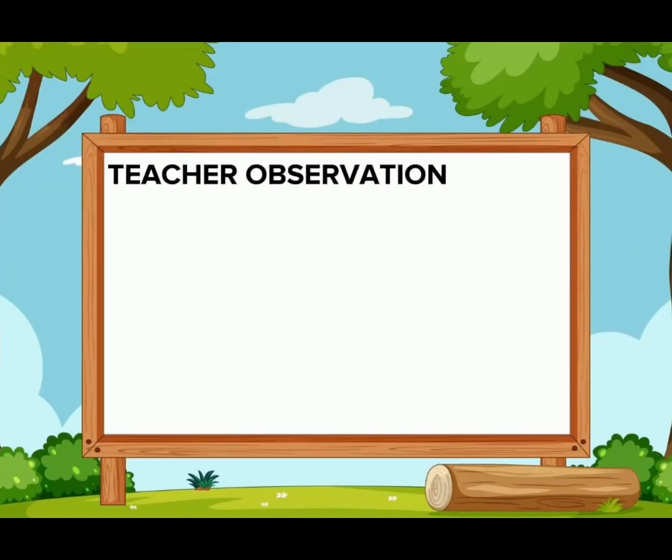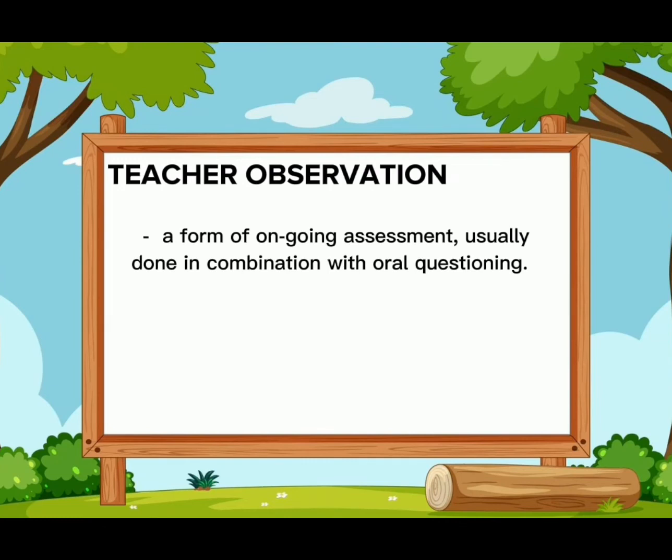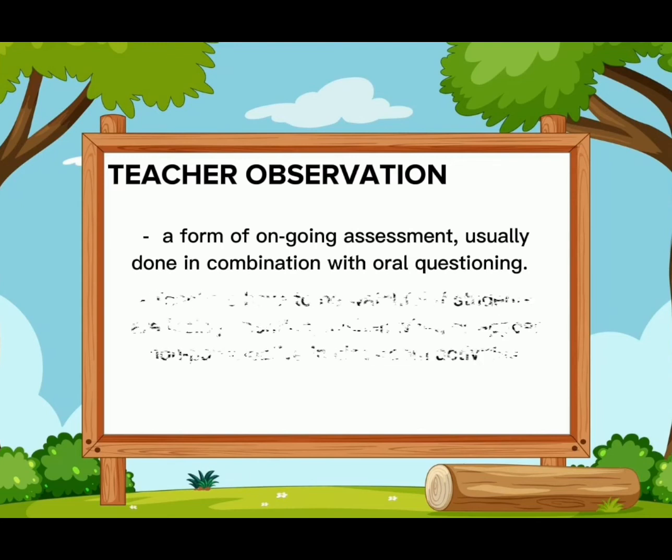Teacher observations. Teacher observation is a form of ongoing assessment, usually done in combination with oral questioning. To check on the students' understanding, teachers should regularly observe and take anecdotal notes. By watching how students respond to oral questions and behave during individual and collaborative activities, the teacher can get information on whether learning is taking place in the classroom.